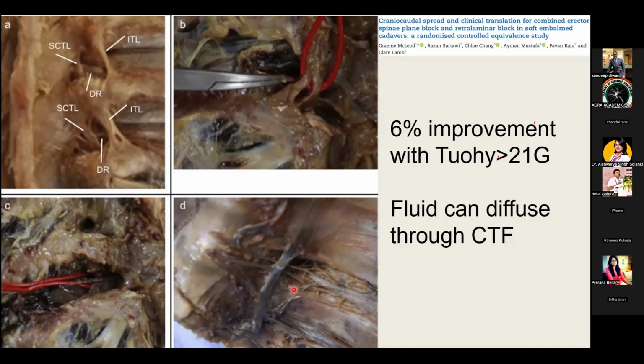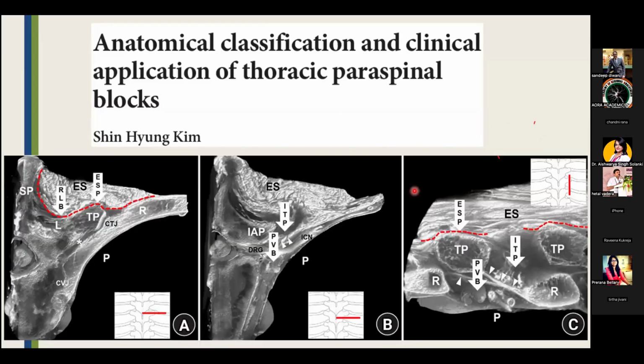One important thing this article mentions is that instead of using a 23 gauge spinal needle, if you're using a 21 gauge needle, there is a 6% improvement in diffusion of local anesthetic from the intertransverse space to the paravertebral space. And they have found that the fluid can diffuse through the costotransverse foramen. This is a very important article, and I think each one of you should read it: the anatomic classification and clinical application of thoracic paraspinal space.